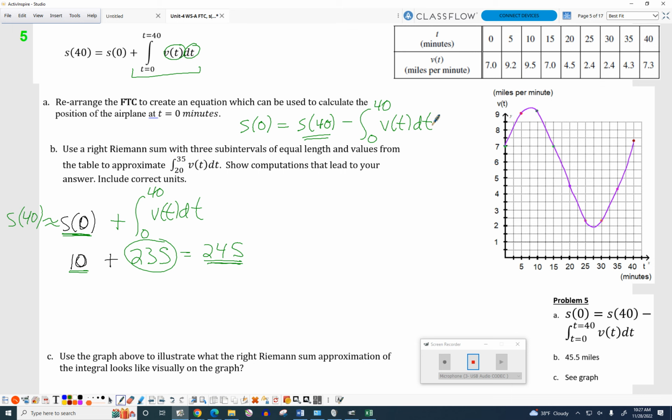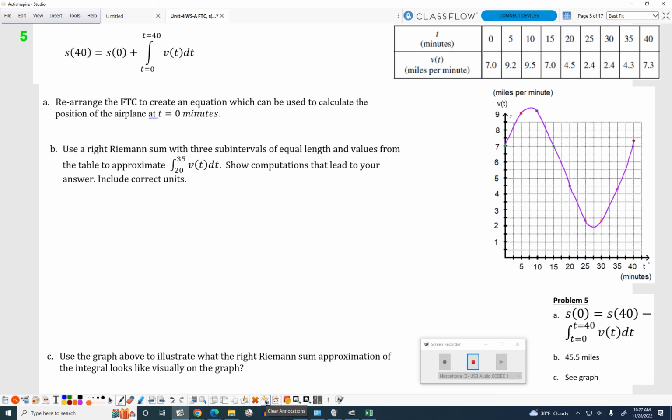Okay, cool. Item B. So item B says, use a right Riemann sum. Riemann sum is a way to approximate an integral. So I would ignore that part for a minute, and I go right to here. What do they want us to approximate? They want us to approximate this integral. So we have to write down the integral so we don't lose points.